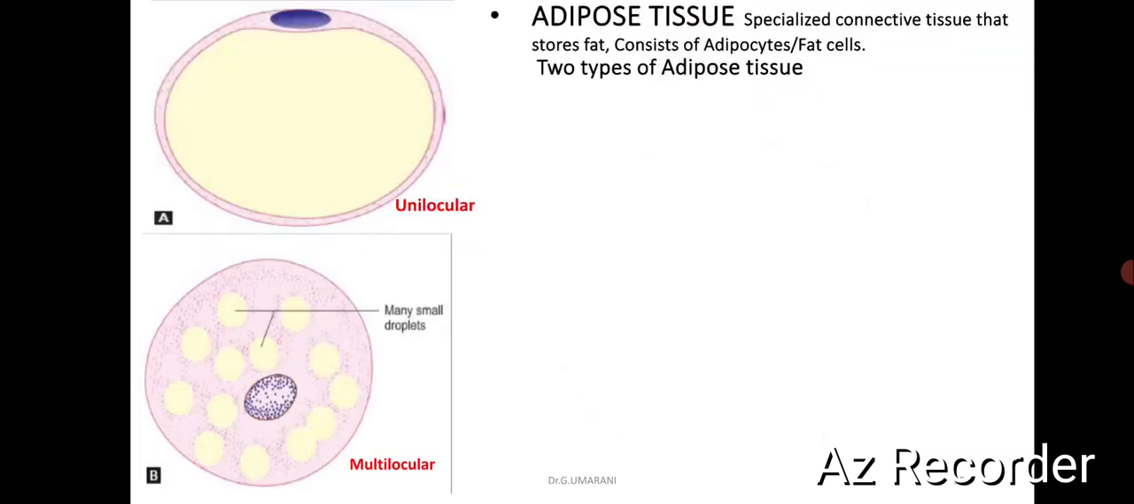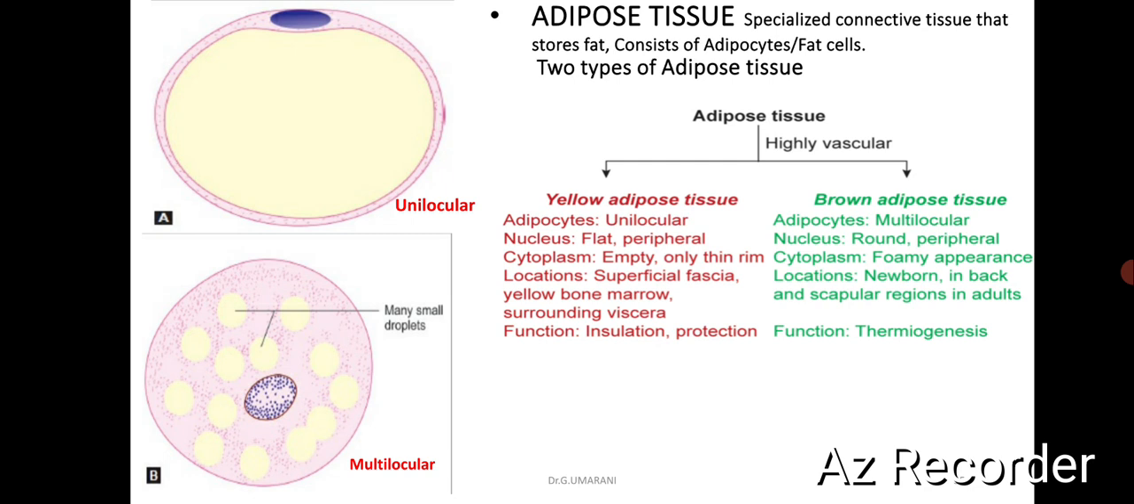So the next slide is adipose tissue. It is a specialized connective tissue that stores fat and consists of adipocytes, also known as fat cells. There are two types of adipose tissue, yellow adipose tissue and brown adipose tissue. The first image shows the yellow, where adipocytes are unilocular, the nucleus is flat and peripherally located, and the cytoplasm is empty with only a thin rim present. It is present in the superficial fascia, yellow bone marrow and surrounding the viscera, and its function is insulation and protection.